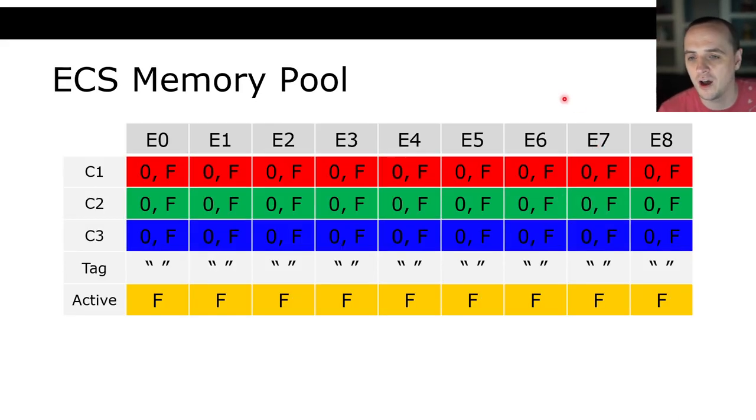So here's what an initial ECS memory pool might look like. We have a vector for all of our component ones, a vector for all of our component twos, a vector for all of our component threes, a vector for all of our tags for our entities, and a vector for all of our Booleans to say whether or not this entity is currently alive. Okay? So up here, each of our components is going to have some default value, right? Maybe it's location 0 or whatever the default value for it is. This might be this 0 over here. And it also has a Boolean value saying whether or not this entity currently has this component added to it, right? So let's look at how this is going to look.